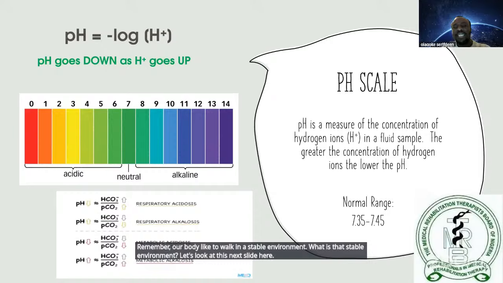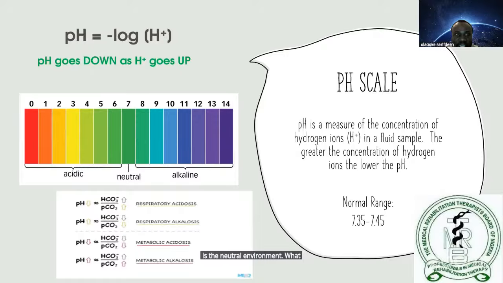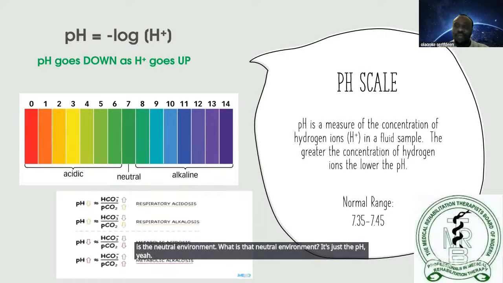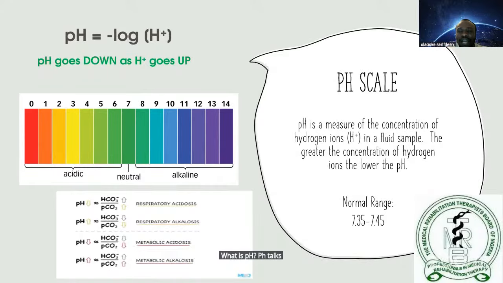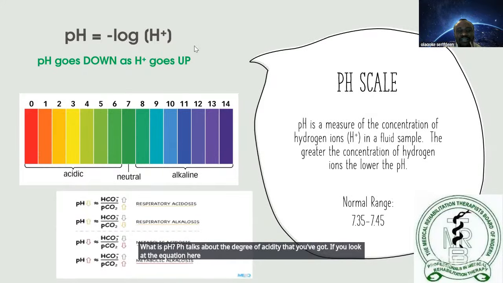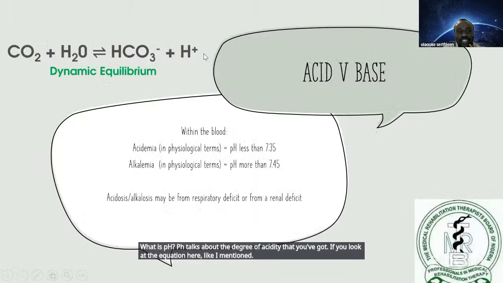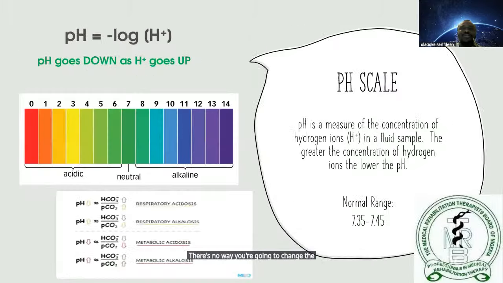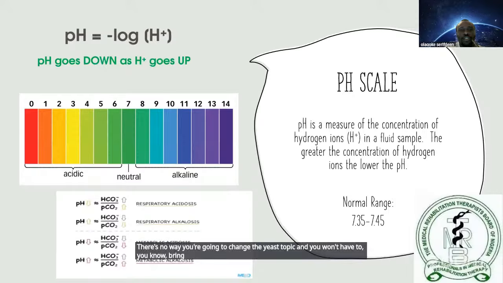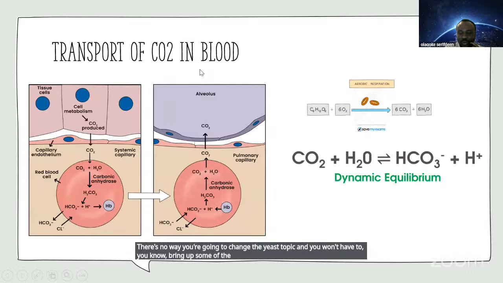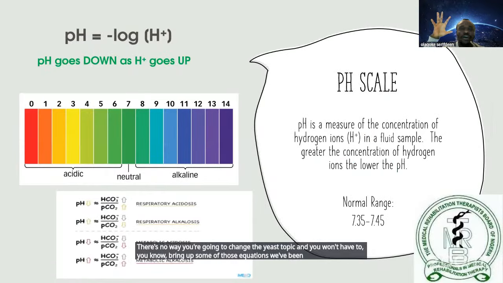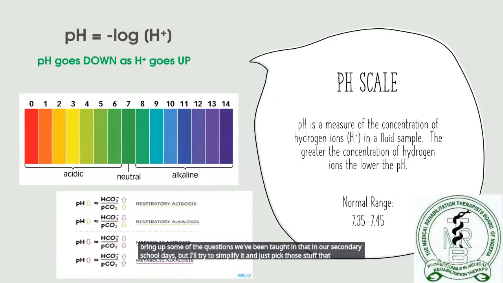So the stable environment here is the neutral environment. What is that neutral environment? It's just the pH here. What is pH? pH talks about the degree of acidity that you've got. If you look at the equation here, like I mentioned, there's no way you're going to change this topic and not bring up some of those equations we've been taught in our past secondary school days. But I'll try to simplify it and just pick those that are very relevant to physio.